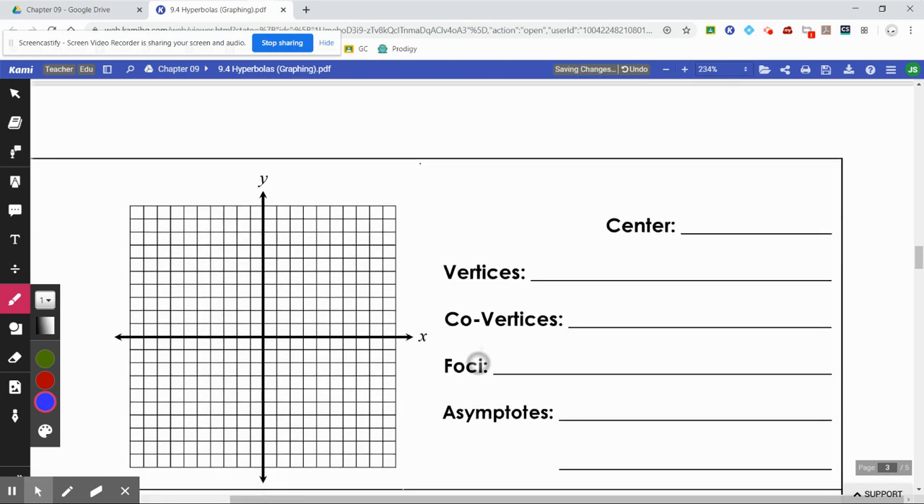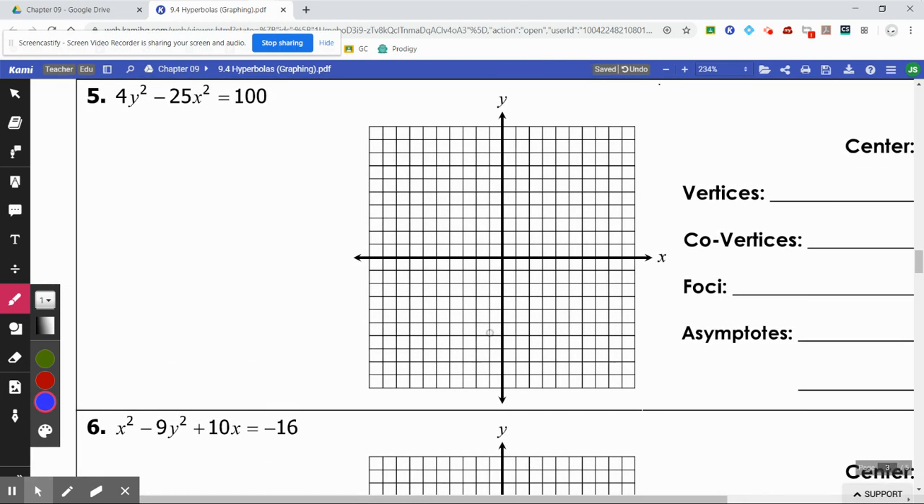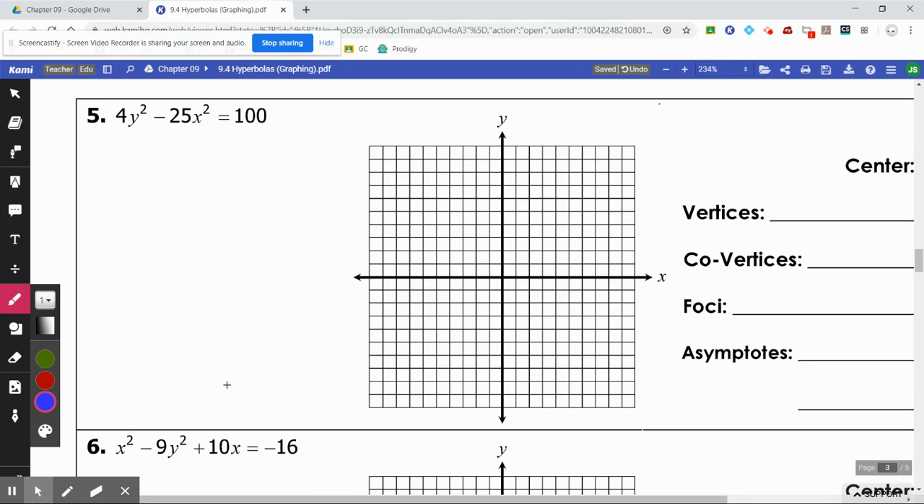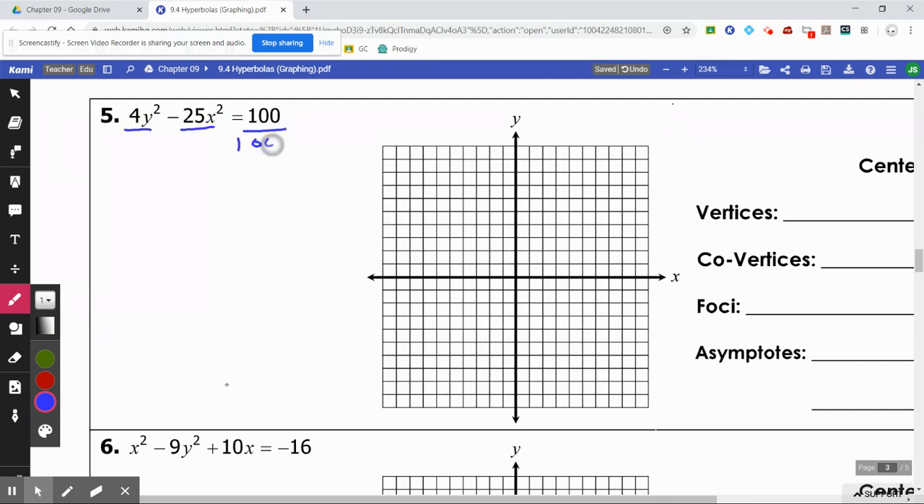Next problem. Number 5. Okay, on this one, a little bit different. You don't have equals 1, so the first step, we do have to get this in standard form. So anytime you have equals a number, we're going to just go through and divide by that number every term. 4 over 100, we can reduce that to 1 and 25. 25 over 100, we can reduce that to 1 and 4. Then 100 over 100 is 1.